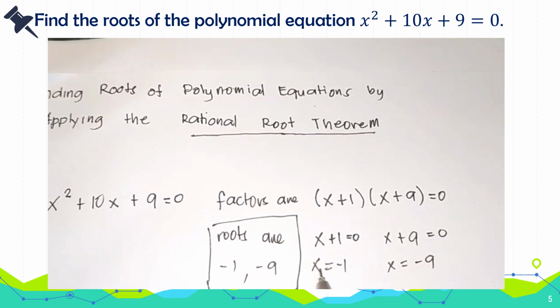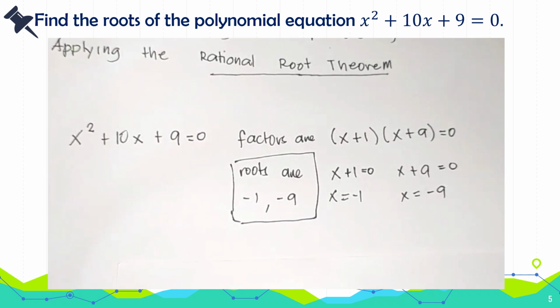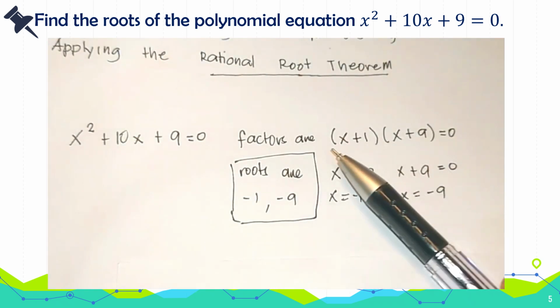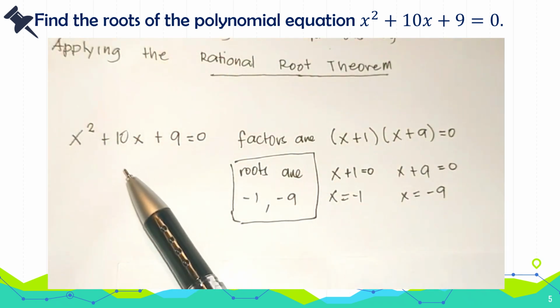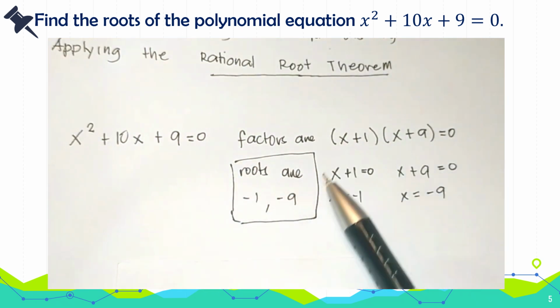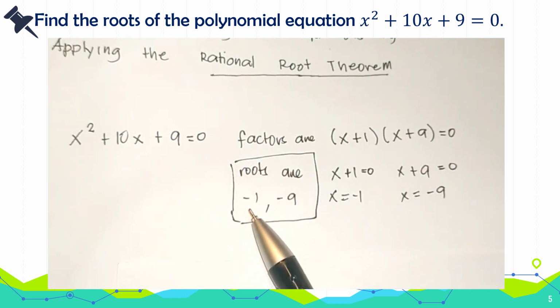How did we come up with negative 1? And this is for the negative 9. So what we did here is we first factor out the trinomial completely, then identify the roots.